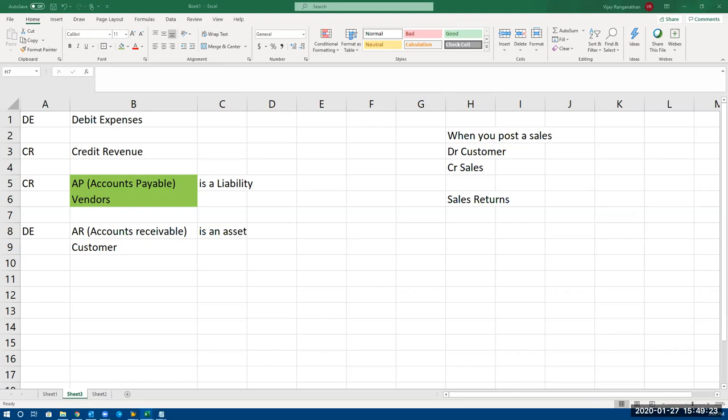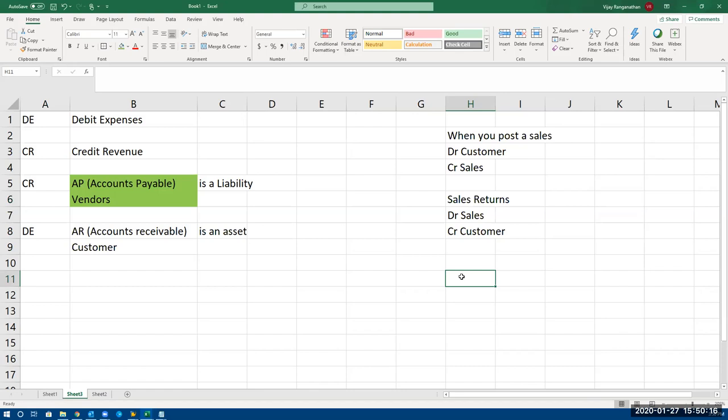I'm not sure. Harman, you? I would credit the customer and debit the sales this time because it's a return. Exactly. So when you post your sales, you make this entry. When you reverse the sales, you just reverse it. The whole point is that I only have to remember this, and all the rest I can derive. The rest is all derived.